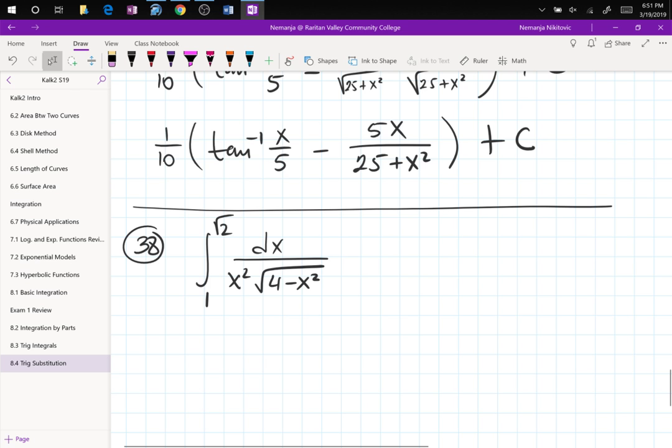Would that be cosine 2x? If you have sine theta equal to x over 2, and then my dx is going to be... Wait, you move the 2 first in front of the sine. Oh, so x equals 2 sine theta, and then you differentiate. Oh, okay, I got you.